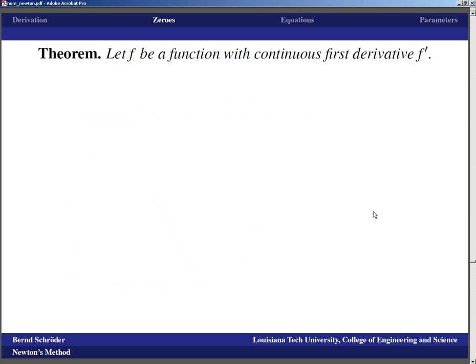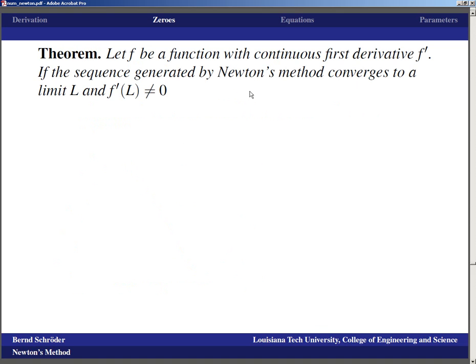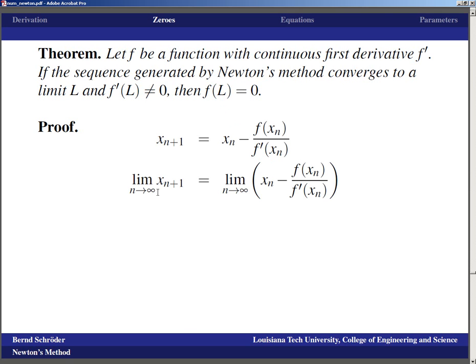However, on the positive side, if we have a function f with continuous first derivative f prime, and if the sequence generated by Newton's method converges to a limit so that the derivative at that limit is not 0, then it is guaranteed that that limit actually is a 0 of the function, and the proof is fairly simple. You take this recurrence relation, xn plus 1 equals xn minus f of xn divided by f prime of xn, and you can take the limit on both sides. Whether I take the limit of xn plus 1 or the limit of xn, I will get the limit L. I just get there one step faster, which as we go to infinity doesn't matter that much.